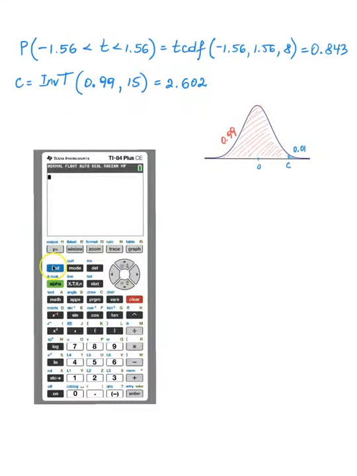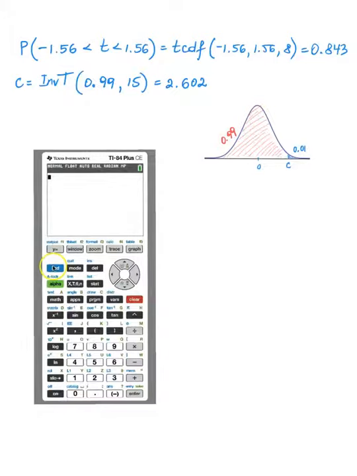Let's do the same example again using the TI-84. Probability that t is anywhere between negative 1.56 and 1.56, we can use TCDF, where we indicate the boundary points of my interval. Here it's pretty straightforward. Include degrees of freedom, get your answer of 0.843. To find the c-score that separates 1% from 99%, remember the TI-84 works with area to the left, while ALEKS works with area to the right. So pay attention to which tool you're using.